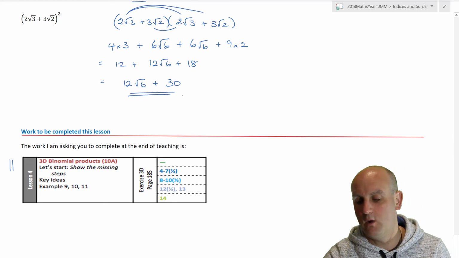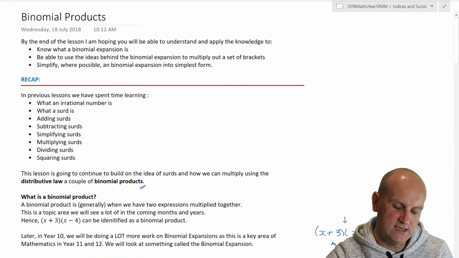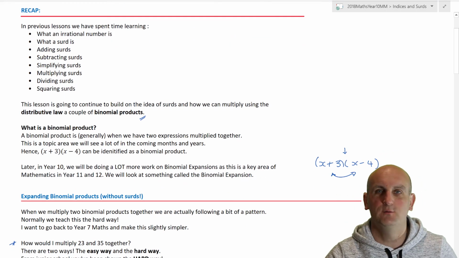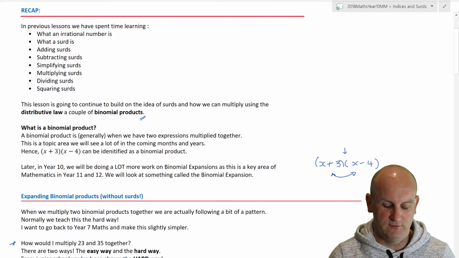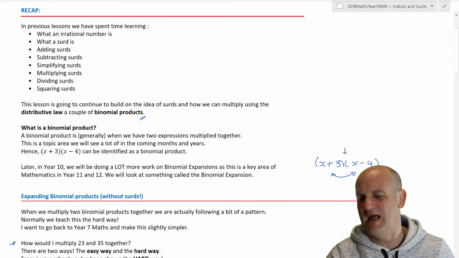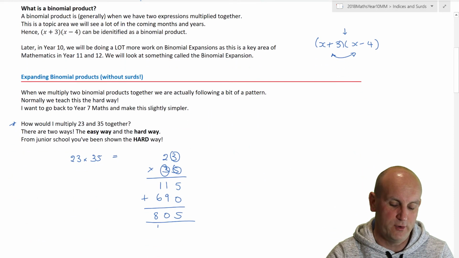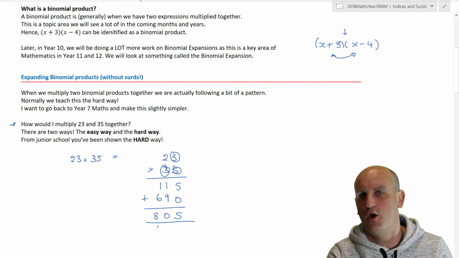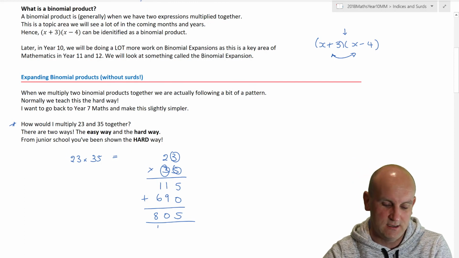Ladies and gentlemen, wow, are you ready for a 40-second recap? Well, with binomial products, what did we do? We looked at the idea that it was building on all the previous stuff that we've done before, adding surds, multiplying surds, and we looked at what a binomial product is. It is where two expressions are multiplied together. We looked at bi and gnomes, and we had nothing to do with gnomes in this particular exercise.